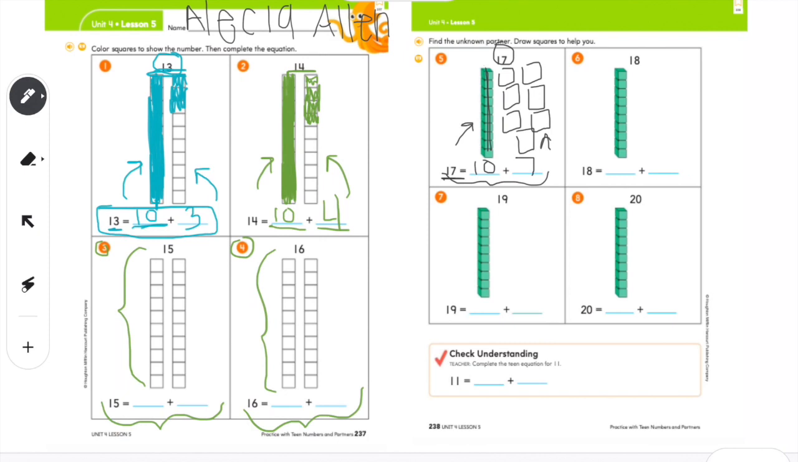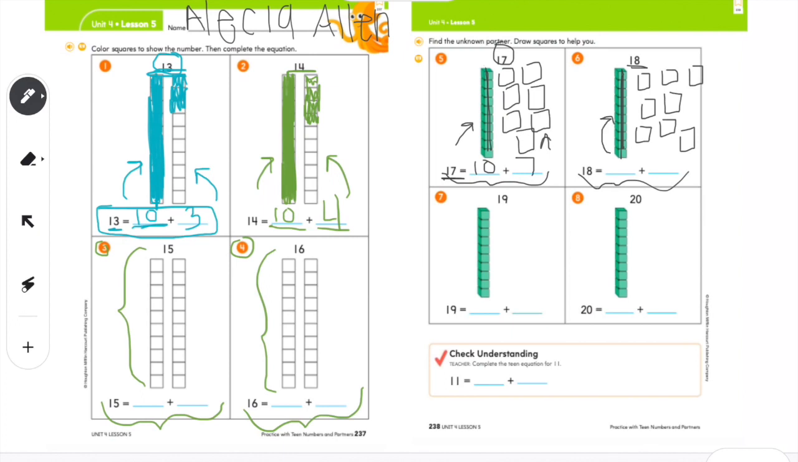Awesome. Let's try this next one together. We're trying to get to the number 18. Remember, when it comes in a stick like this, we know it's already 10. So we don't even need to count those. 10, 11, 12, 13, 14, 15, 16, 17, 18. Done. Next, you're going to do your equation. Do not forget to do your equation.